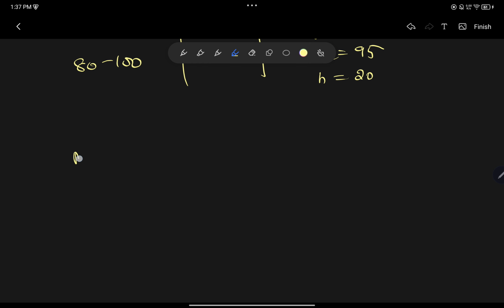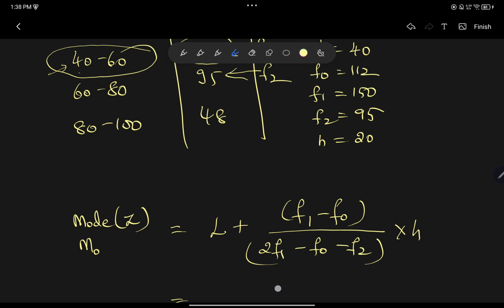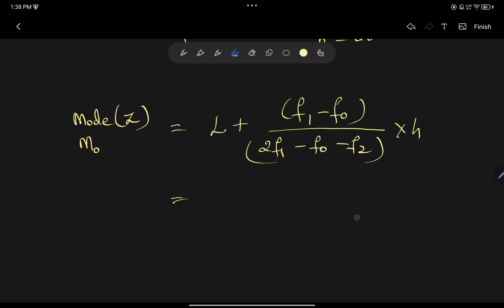If we have all this, we can use the formula. What is the formula of mode? Mode, that is Z, or mode can even be denoted as M0. Mode is equal to L plus (F1 minus F0) divided by (2F1 minus F0 minus F2) into H. Okay. So now L is how much? L is 40. Okay, done.